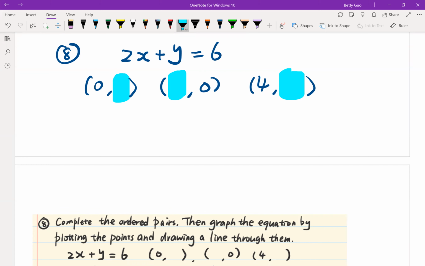Number 3 and number 4 earlier are about the same thing, right? You're given one coordinate, and you need to find the corresponding other coordinate. Let's see how we find the blue. Plug in x equals 0, perfect, please do so.